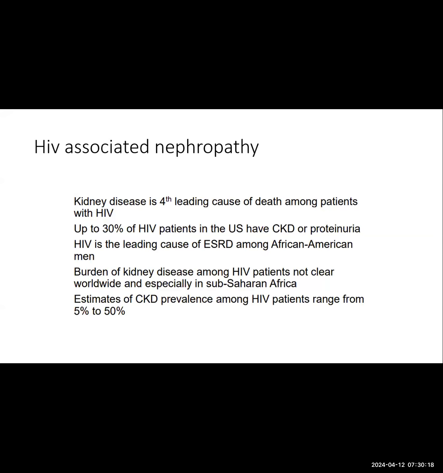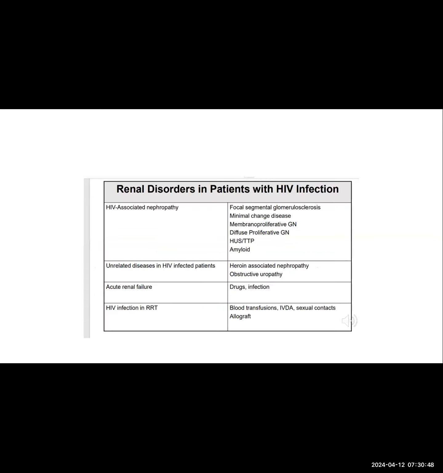Kidney disease is the 4th leading cause of death amongst patients with retroviral disease. Up to 30% of HIV patients in the US have CKD or proteinuria, and HIV is the leading cause of end-stage renal disease among African American men. That's the burden of kidney disease in the US. The burden among HIV patients is not clear worldwide, especially in sub-Saharan Africa, but estimates of CKD prevalence among them range from about 5 to 50%.